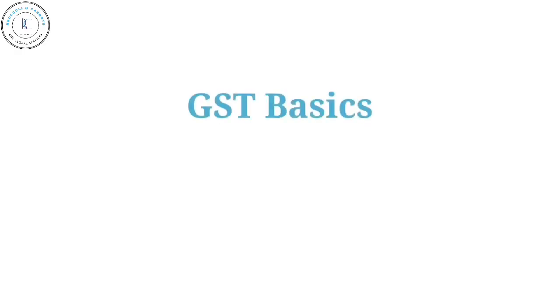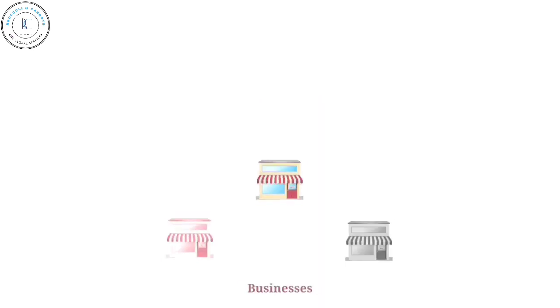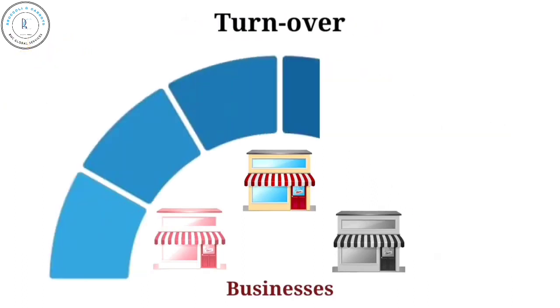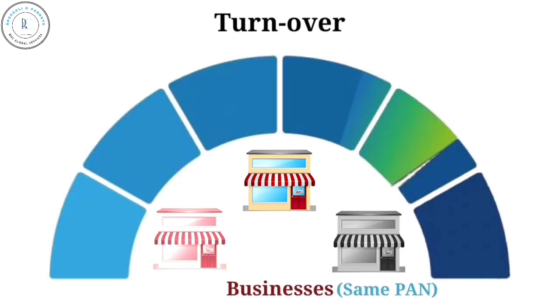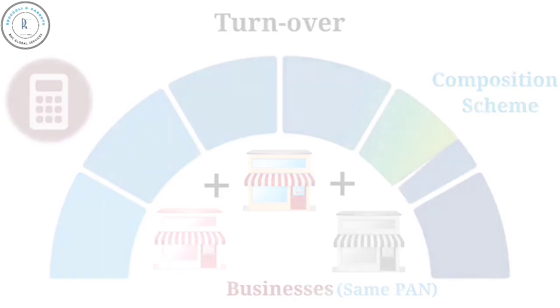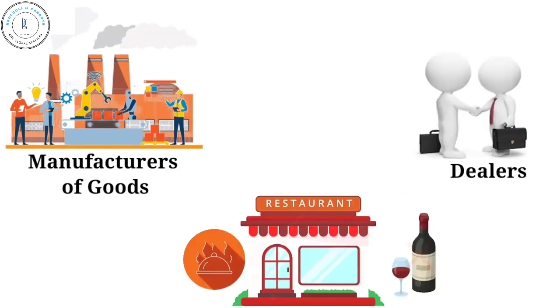Today, we shall be discussing the concept of composition dealer under GST. Businesses with annual turnover up to 1.5 crore rupees can opt for the composition scheme. Turnover of all businesses with the same PAN has to be added up to calculate turnover for the purpose of the composition scheme. Only manufacturers of goods, dealers, and restaurants not serving alcohol can opt for the composition scheme.